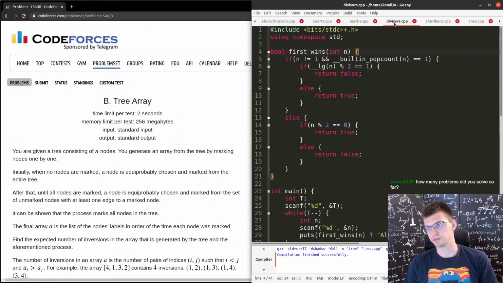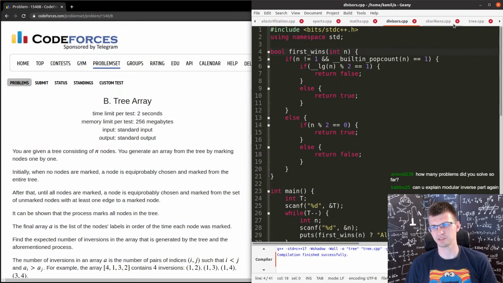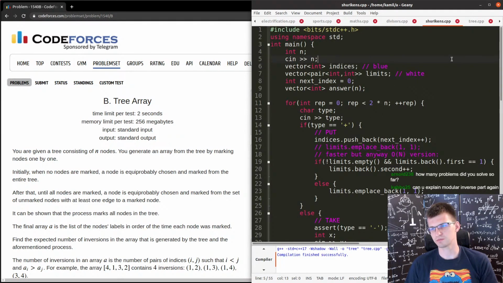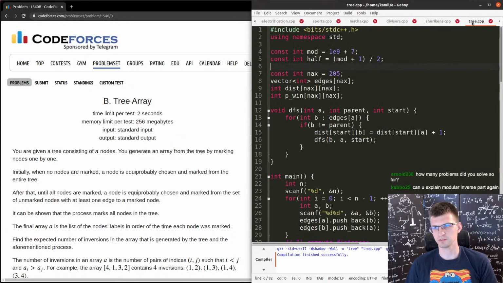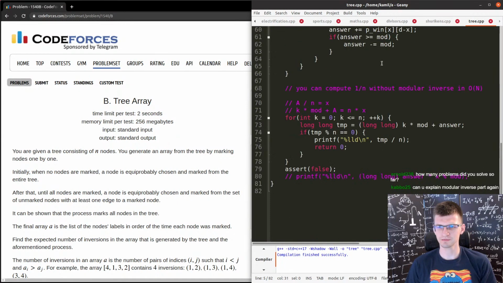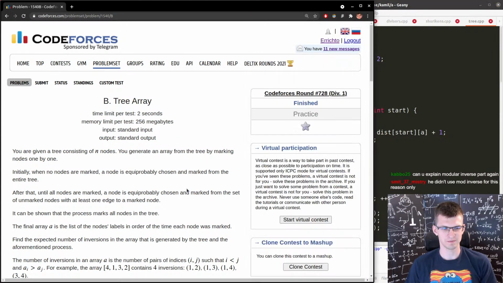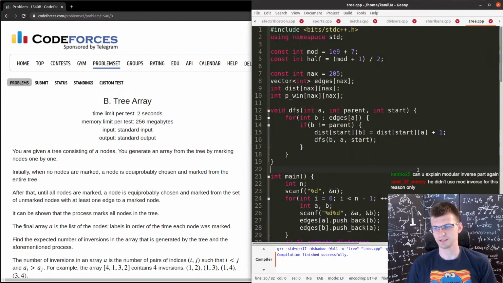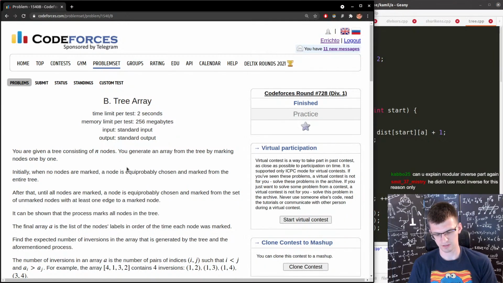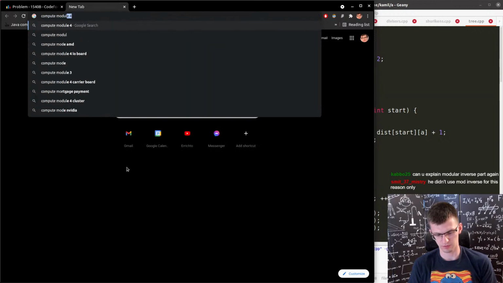I solved 3 problems just because Divisors took me almost an hour. Shurikens was easy, so nothing interesting. And a tree problem wasn't a challenge for me, but it was fine. Modular inverse part again. I think it's the topic for a lecture. Maybe we can Google it. Modular inverse.